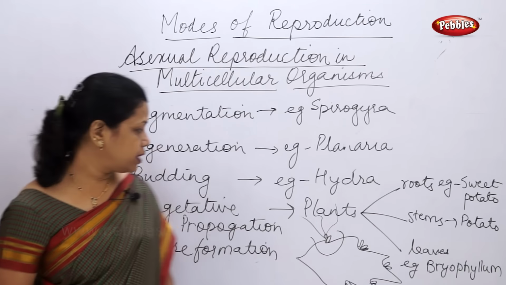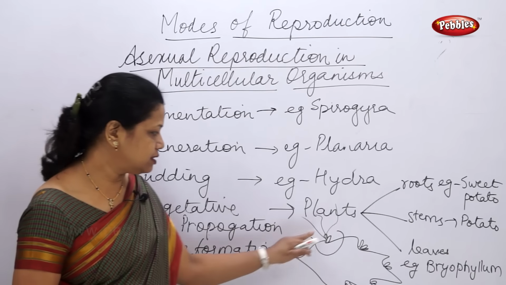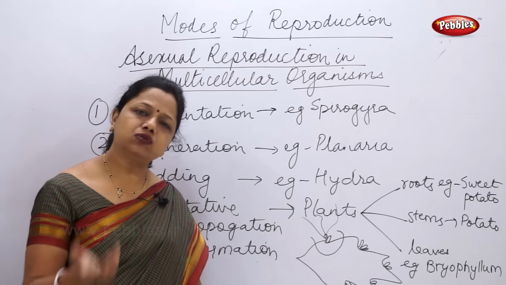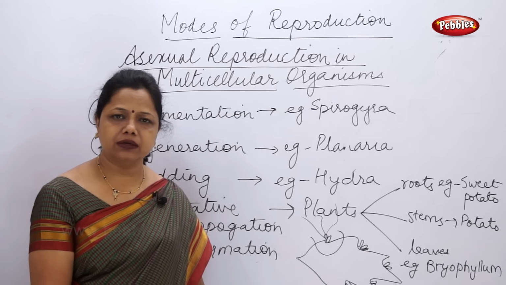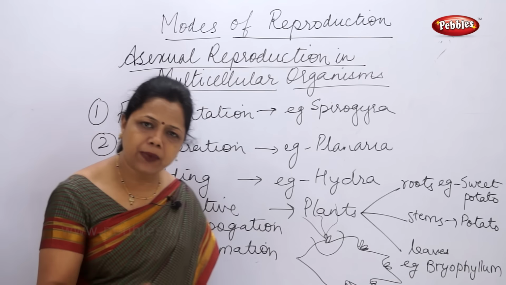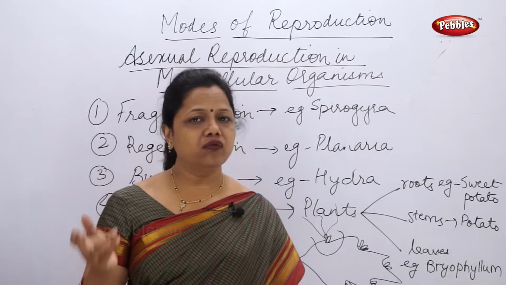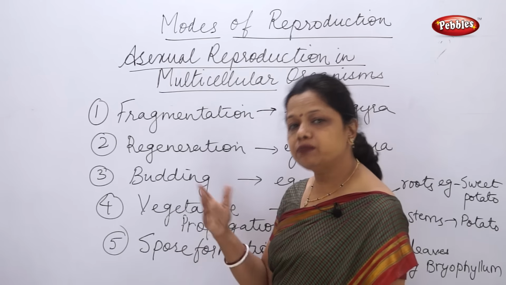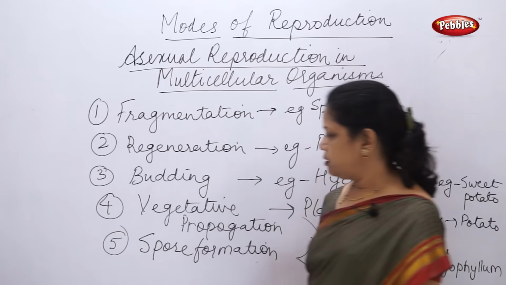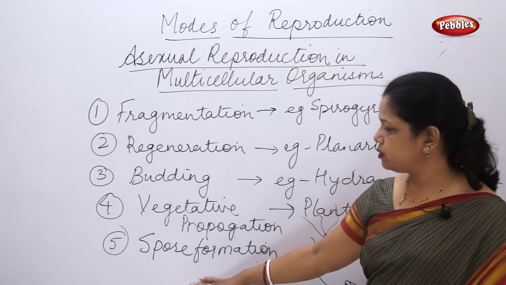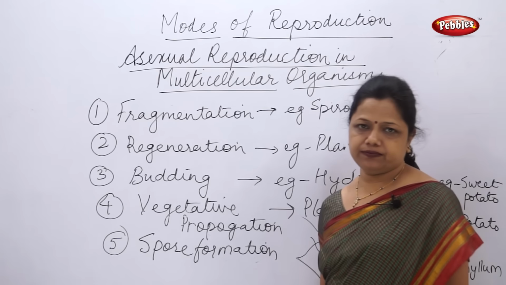Now vegetative propagation, when they grow, obviously this new plant which is growing from the bryophyllum will look like its own original parent plant. So there is no difference because they are growing from their own parts. There is no difference, no variations. Here the vegetative propagation is possible from the various parts of the plant. The next type of asexual reproduction seen in multicellular organisms is spore formation.